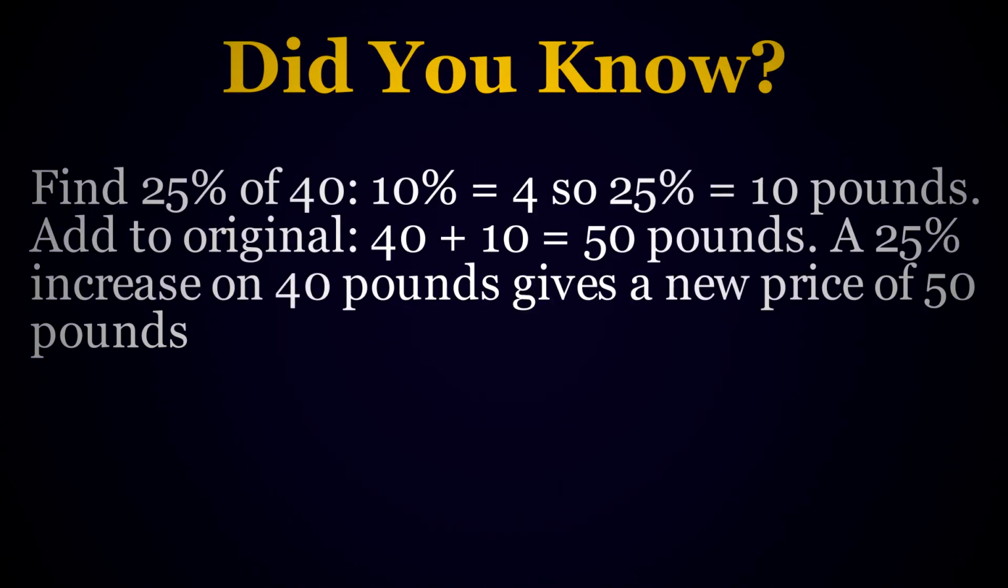Here's something cool. Find 25% of 40. 10% equals 4, so 25% equals £10. Add to original. 40 plus 10 equals £50. A 25% increase on £40 gives a new price of £50.